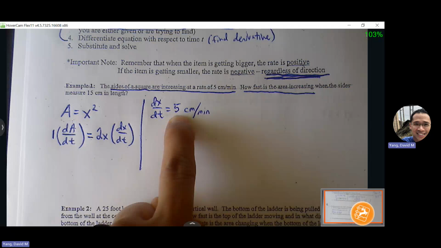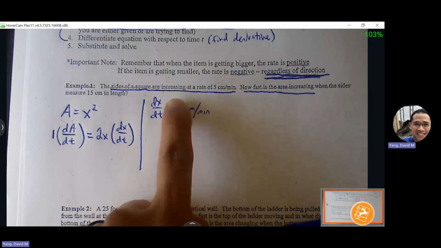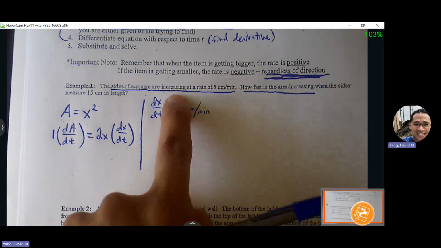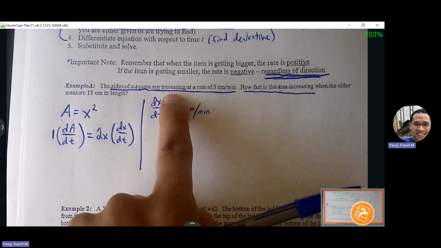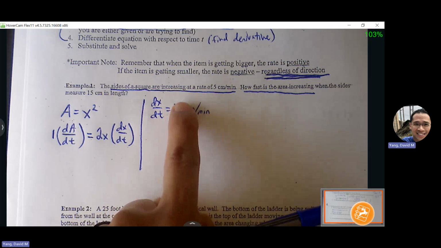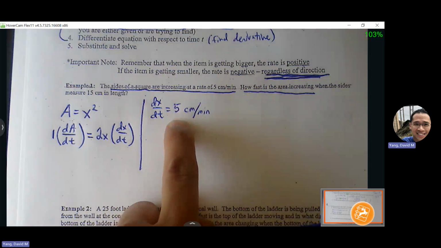Now, is my dx dt getting larger or getting smaller? Larger because of the word what? Increasing. So anytime we see a rate, we're going to have to decide is it positive or is it negative. Okay, if you see the word increasing, positive. If you see the word decreasing, that's going to be negative.